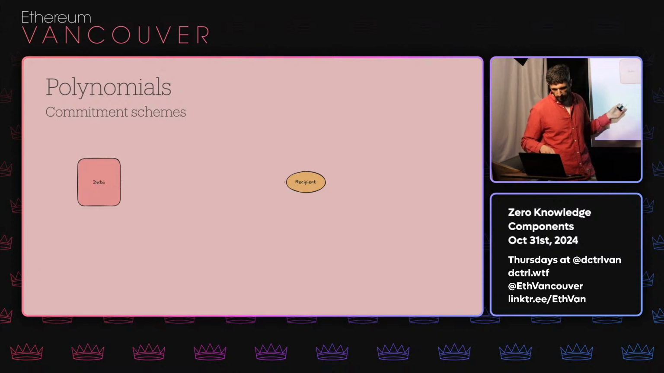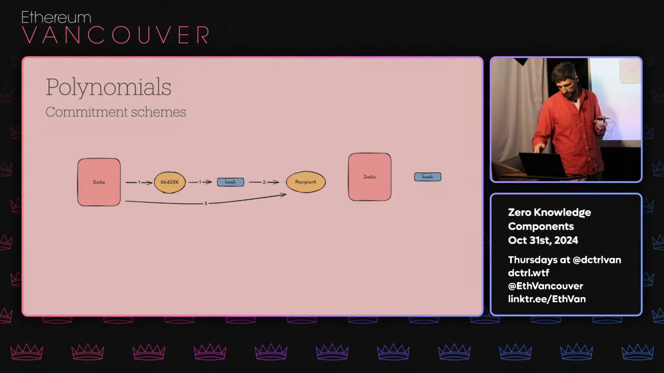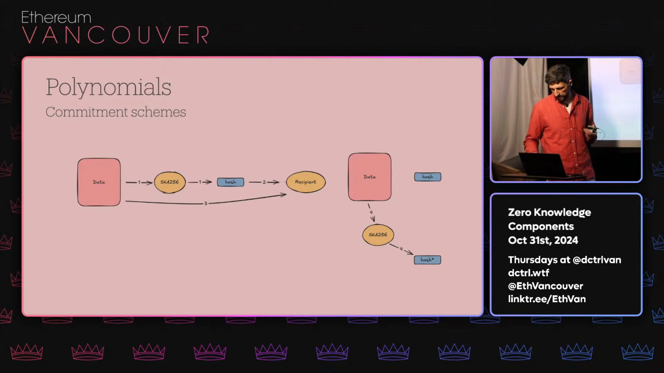We have data which we want to commit to, and for that we need to generate a hash. This hash first needs to be sent to the recipient, and when it is time to reveal the data, we send the data to the recipient, and the recipient needs to recalculate the hash and check it against the original one. So this scheme is trivial and easy to understand, but it has a couple of downsides.